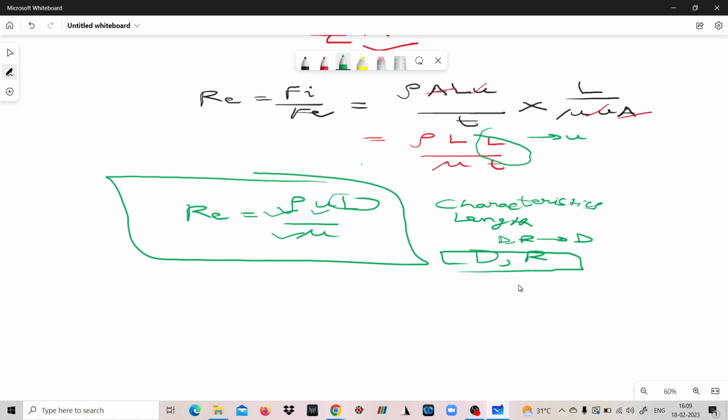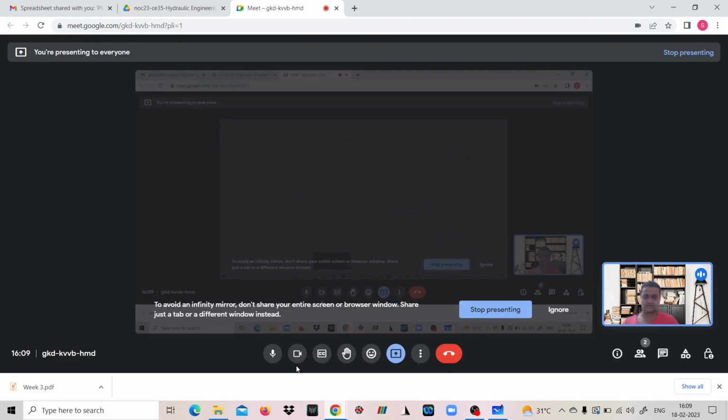Then in open channel flow, we can use the ratio of wetted area to wetted perimeter, which is the hydraulic mean depth, as the characteristic length. Sometimes the ratio A by T is used as the characteristic length, or sometimes the top width T is taken. So basically it depends upon the system. However, the selection of the characteristic length must be done in such a way that it properly represents the system under consideration.